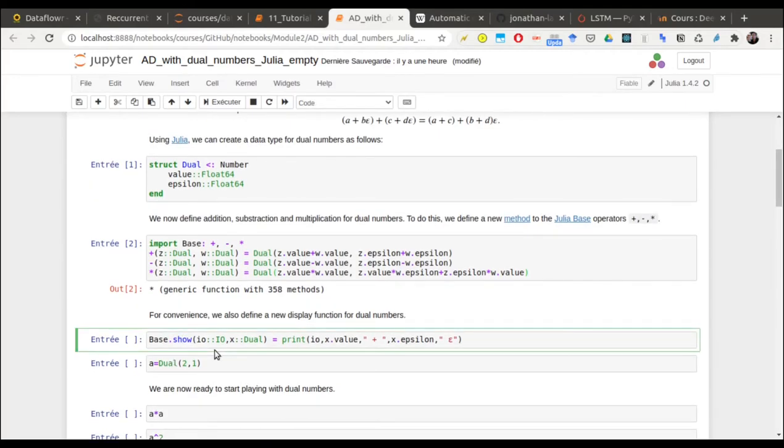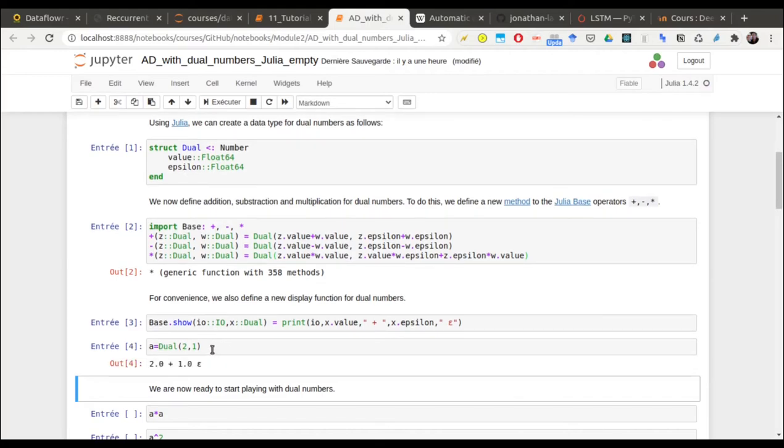So let's see how it works. This is just a convenient way to display dual numbers. So you see that now A is a dual number with value equal to 2 and epsilon value equal to 1, and I'm displaying it like this thanks to this show function. So it's 2 plus 1 times epsilon.